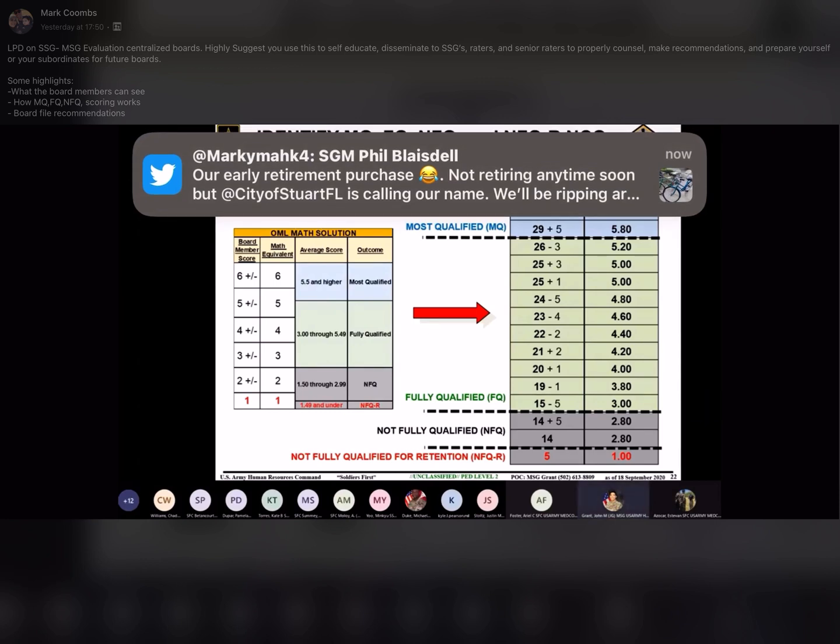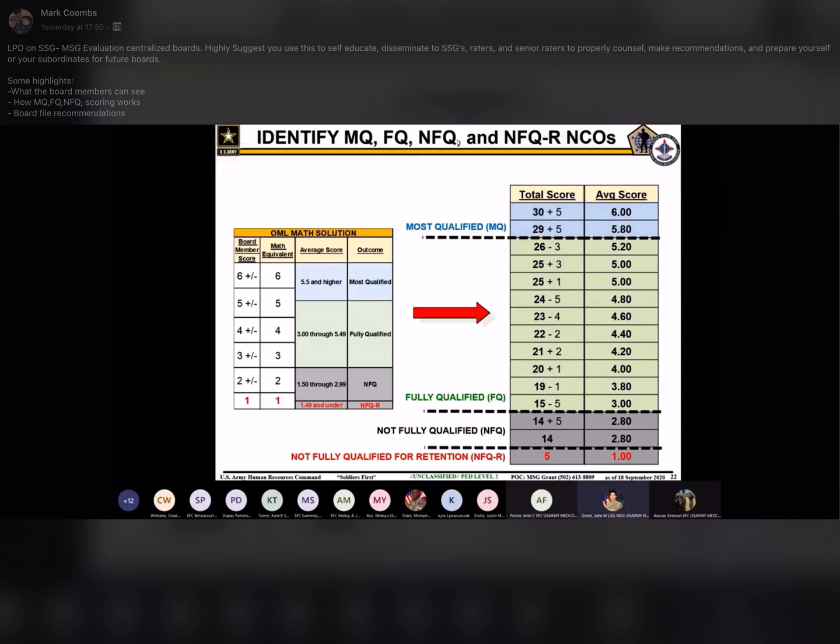So if there was anyone here that was seen by the Master Sergeant evaluation board, I don't know if there's any Master Sergeants online. When the fully qualified list came out, it had individuals' names with MQ next to it. If there was an MQ next to an individual's name, that means they were found most qualified by the board.